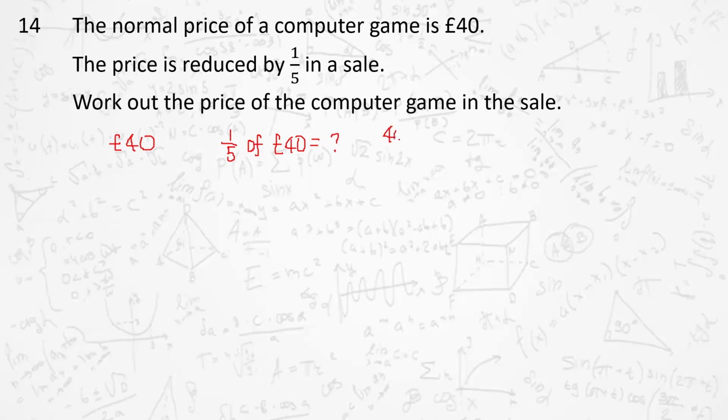So to find that, divide 40 into 5 parts. Each part is 8. So one part is £8. The price was reduced by £8. Because it's reduced, we have to use subtraction. 40 minus 8 equals 32. So that's our answer. The price of the computer game in the sale is £32.